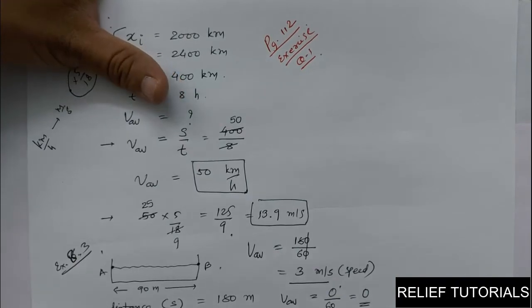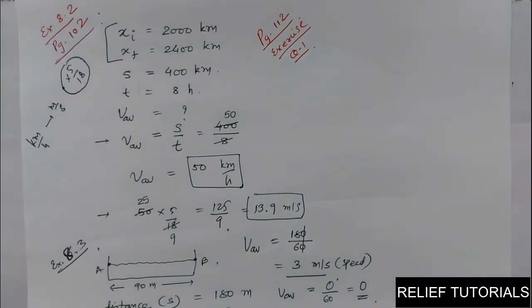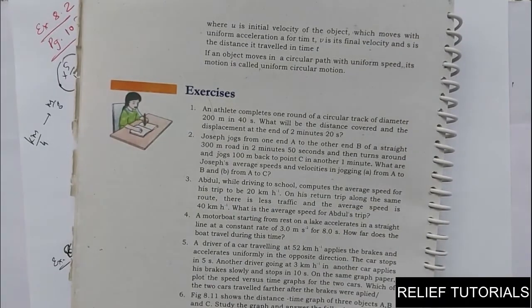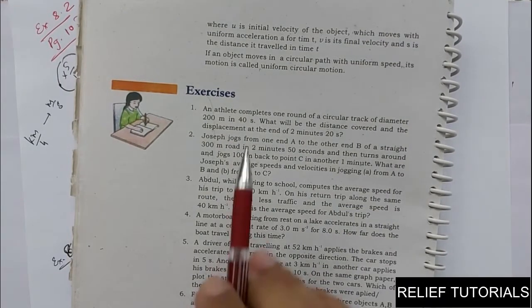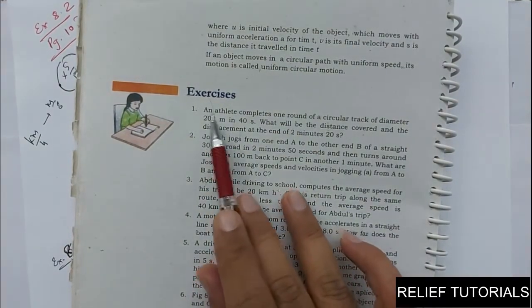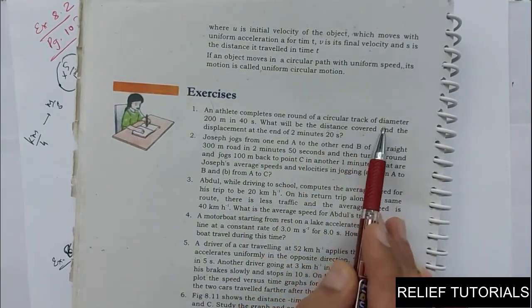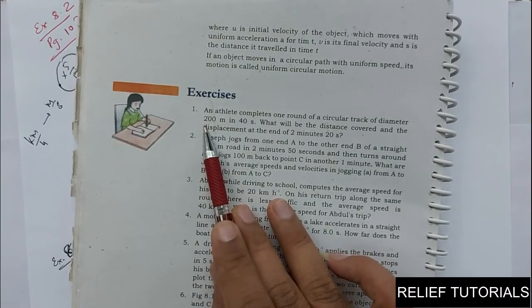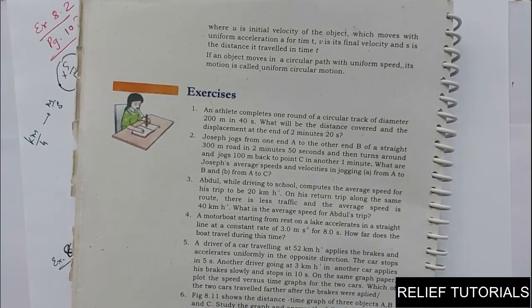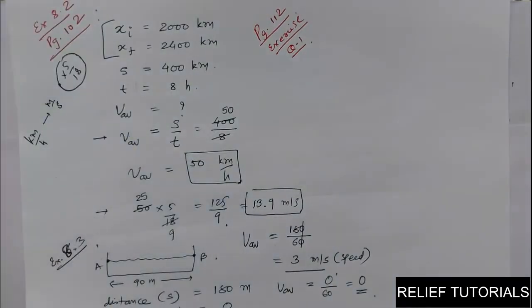Read that question please. Look at here if you don't have your textbook. If you have, then read from that along with me. An athlete completes one round of a circular track of diameter 200 meter in 40 seconds. I think we have solved this numerical in the previous session, but let us repeat it.